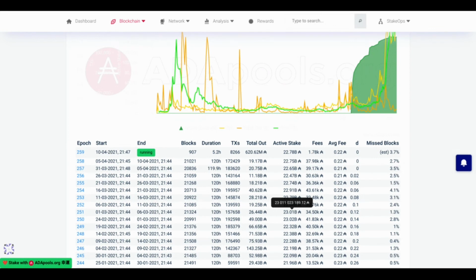So we're still doing great. We're still doing great staking wise. I hope everybody did great in the last Epoch. Got lots of beautiful ADA staking rewards.